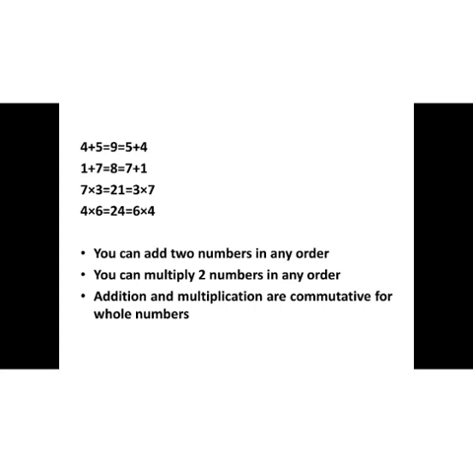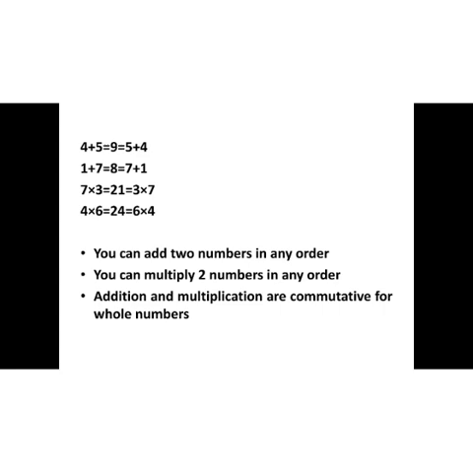Look at the examples. The first one is 4 plus 5, which is equal to 9. Again, 5 plus 4 also is equal to 9. So we can say 4 plus 5 is equal to 5 plus 4. The second one is 1 plus 7, which is equal to 8. Again, 7 plus 1 is also 8. So 1 plus 7 is equal to 7 plus 1.